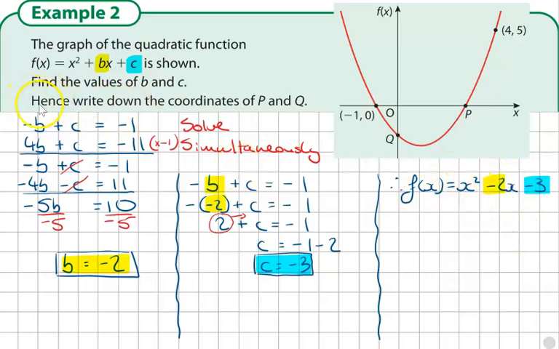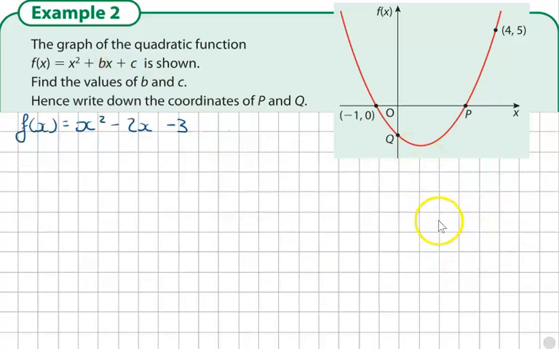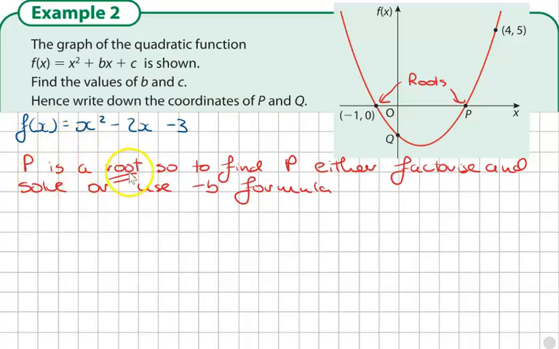So hence means using what you've worked out, write down the coordinates of P and Q. So these points P and Q. So now find P and Q. So here's our function. F of x equals x squared minus 2x minus 3. So these 2 points here, minus 1, 0 and P, these are the roots of the equation. These are where the curve crosses the x-axis. So P is a root.